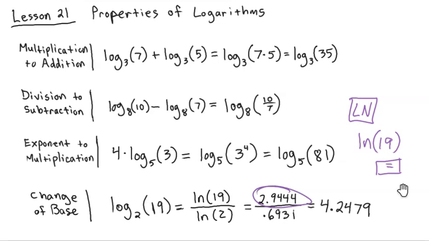And it gives us about 2.9444. If we do the same thing with natural log of 2, we get 0.6931. And if we divide these two numbers, we get 4.2479. And so we can use this change of base to calculate logarithms in a calculator. So if I want to know what log base 2 of 19 is, I just key in natural log of 19 divided by natural log of 2, and I press the equals button, and I get 4.2479.